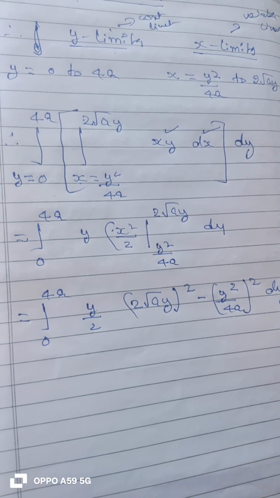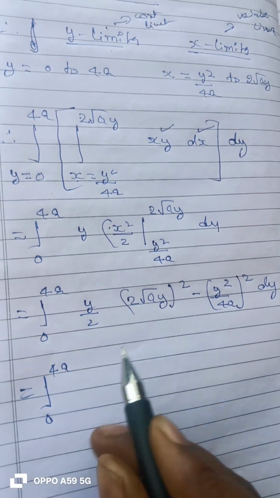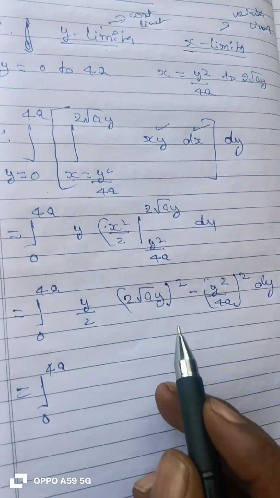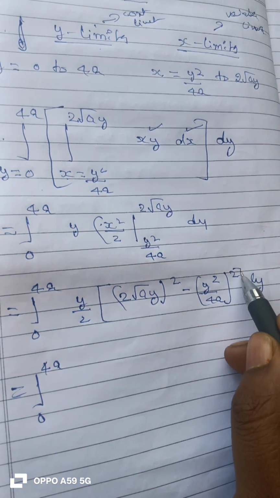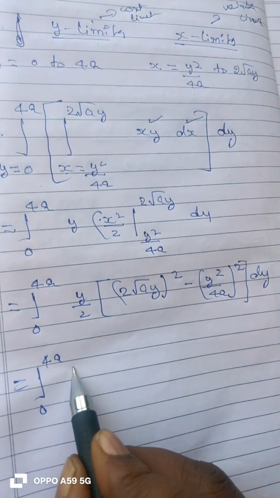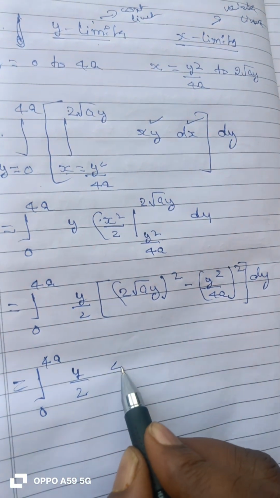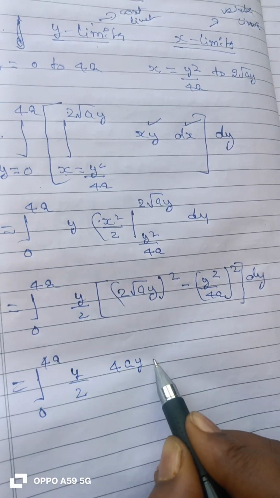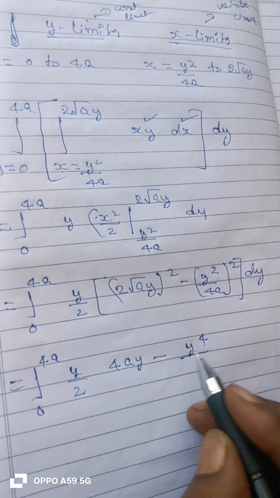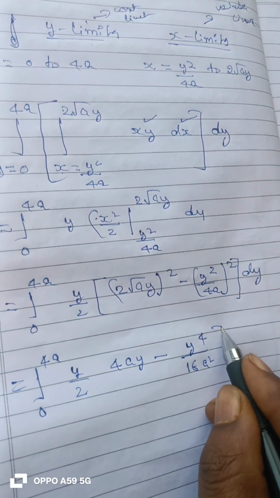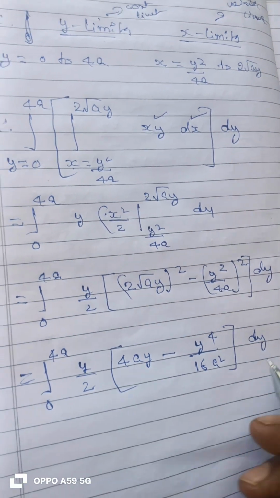Now what will happen, if you multiply inside, or else you can apply the square root. So if you apply the square root, this bracket is applicable up to here. So now this is y by 2 times, if you apply inside, this is 4 ay, minus square, if you apply inside, this is y to the power of 4, 4 is 16, this is a square. This is dy.